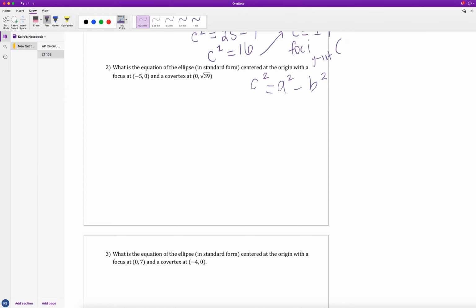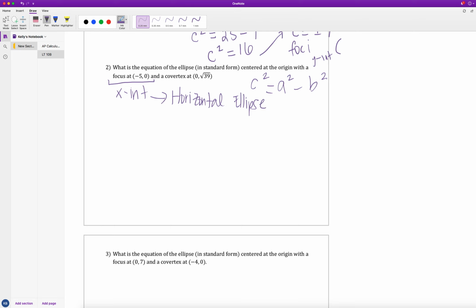It says, what is the equation of the ellipse in standard form? So I want it to be equal to 1, centered at the origin, with a focus at -5, 0, and a co-vertex at 0, the square root of 39. The first thing I'm going to focus in on is actually the focus. Remember, the focus is always on our major axis, and so because the focus is an x-intercept here, this tells me right off the bat that I have a horizontal ellipse.